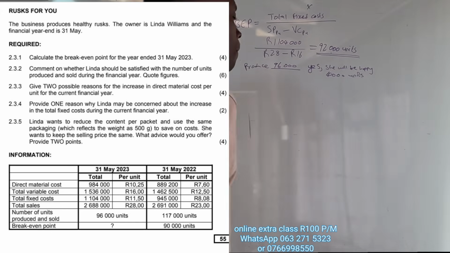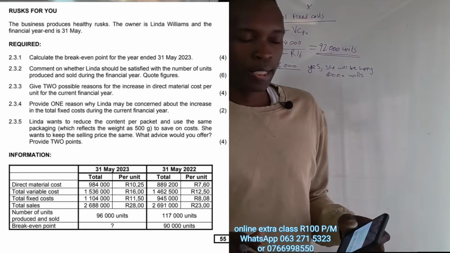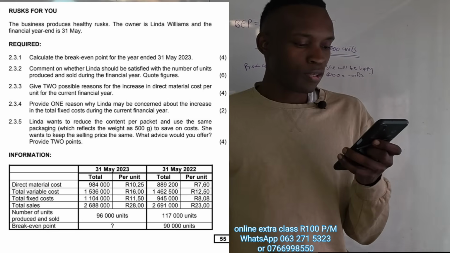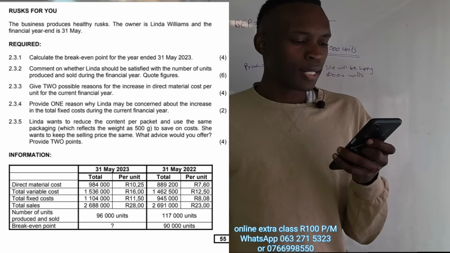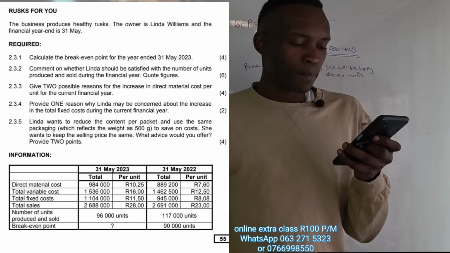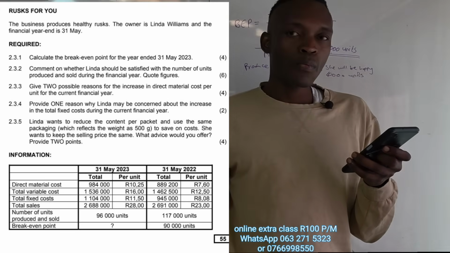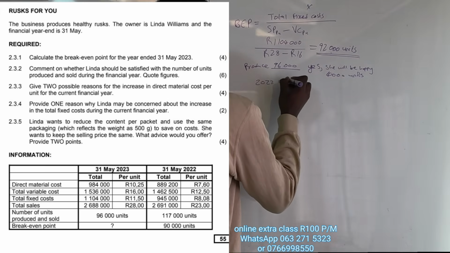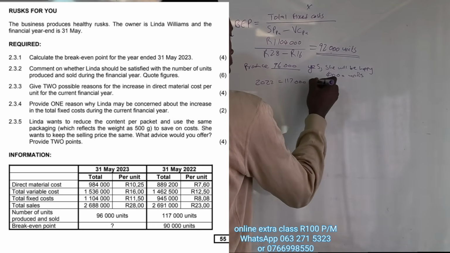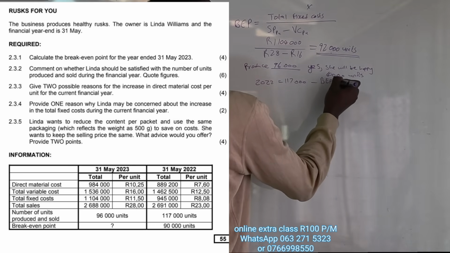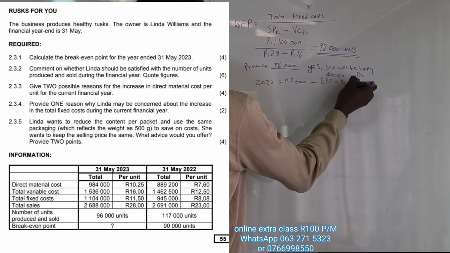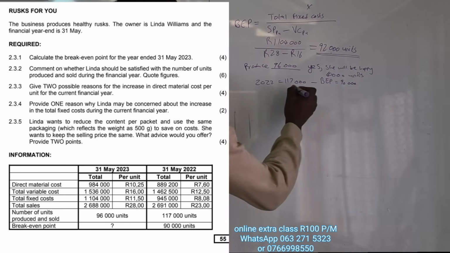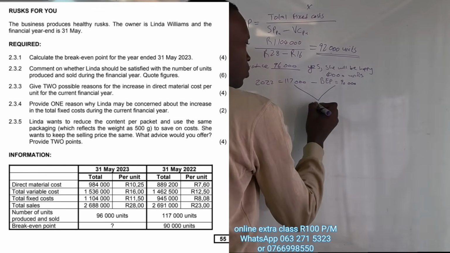Okay, but besides that, guys, let's also compare the performance of last year. If you check the performance of last year, you will realize that she produced 117,000 in 2022, and the BEP, break-even point, was 90,000. This simply means that she was making a good profit here, because the difference between these two is 27,000.